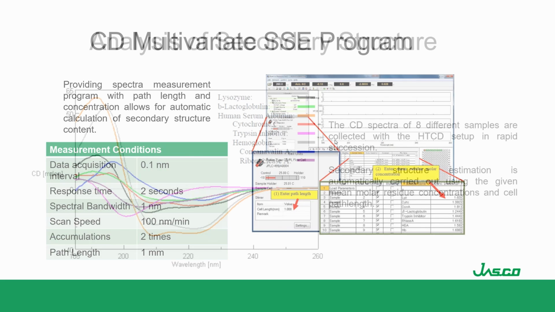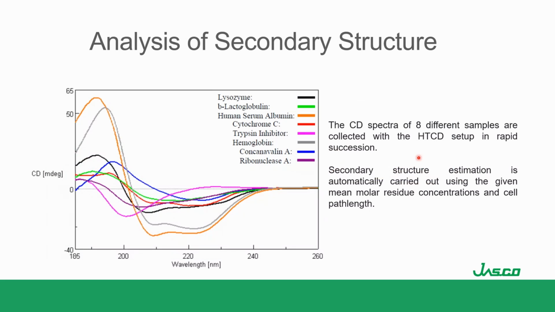In this case, we're going to run 8 different samples collected in fast succession with this HTCD setup. And then the secondary structure estimation, like I said, is going to be carried out automatically. So there's no need to take your spectra, put it in the program, and then run things. It's automatically going to carry that out.